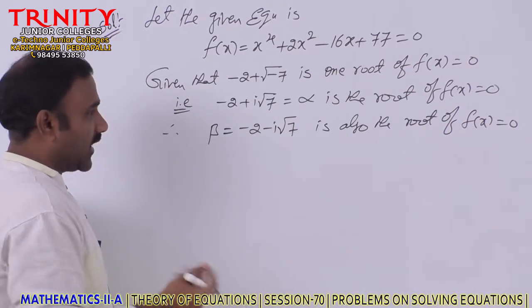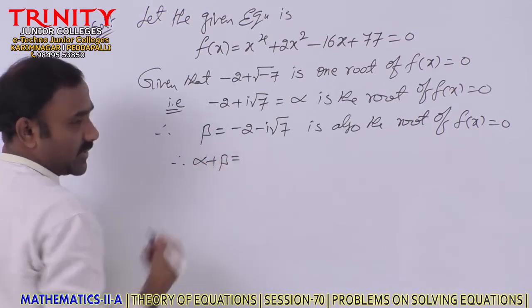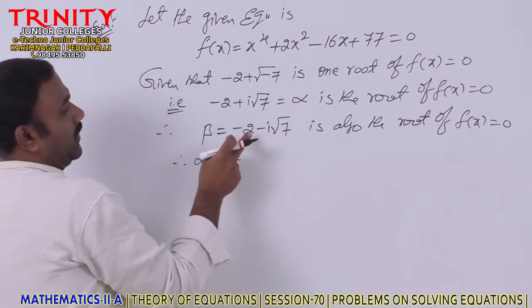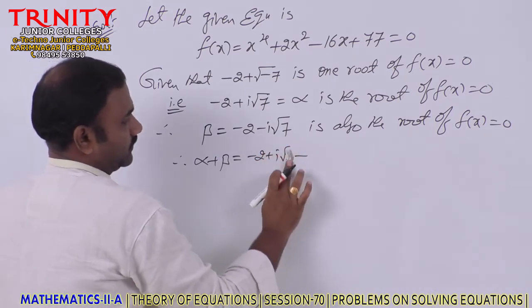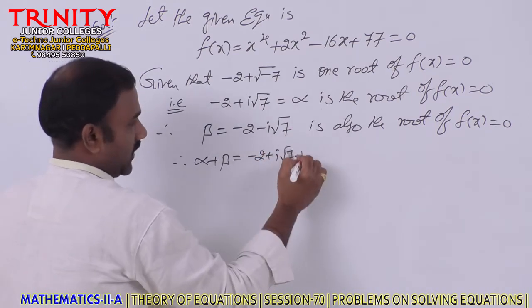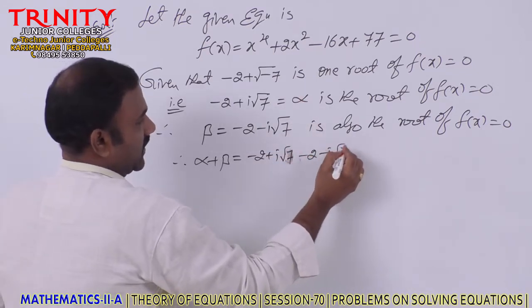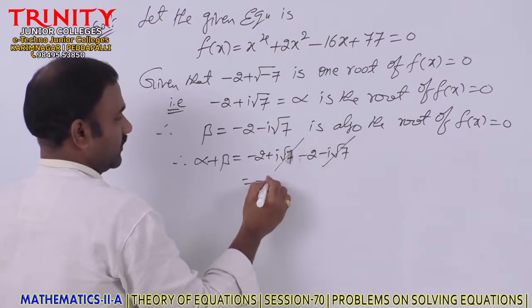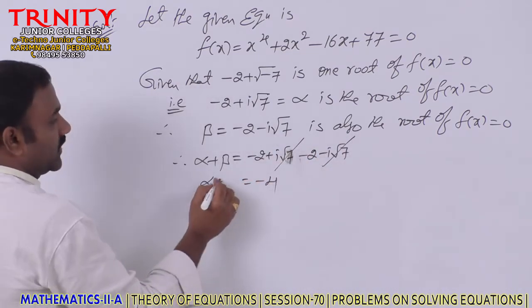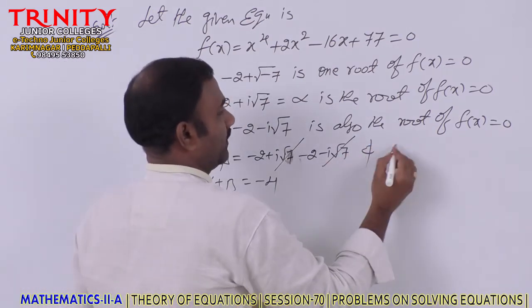Now, as usual, like the previous problem, let us calculate the sum of the roots. Alpha plus beta is equal to minus 2 plus i root 7 plus minus 2 minus i root 7. The plus i root 7 and minus i root 7 get cancelled. This is minus 4. That is the value of alpha plus beta. And now go for the product of the roots.